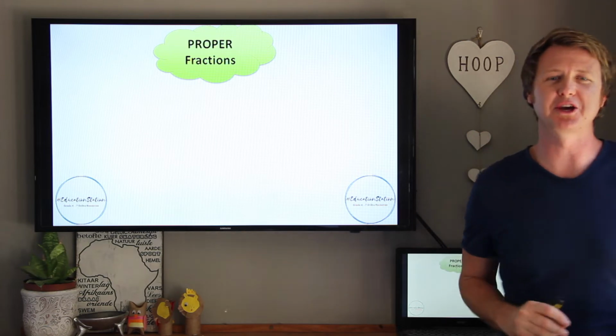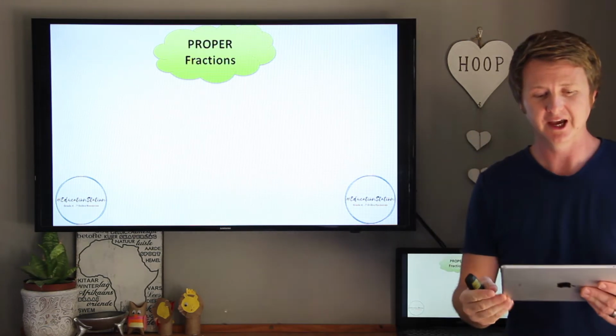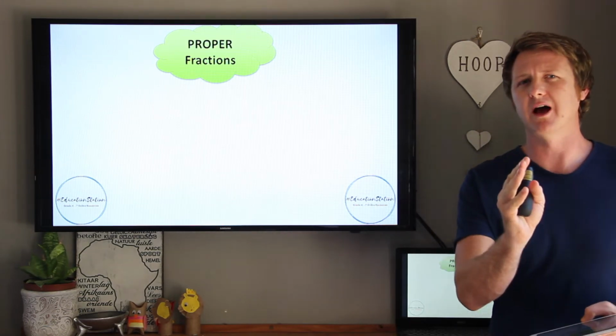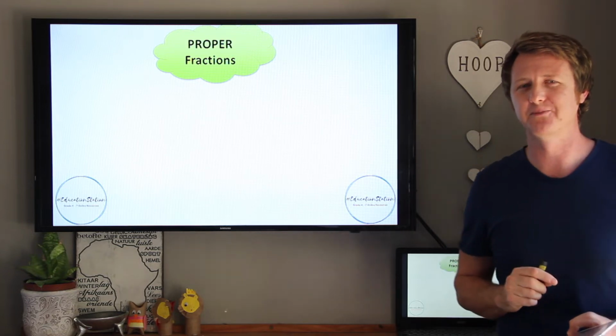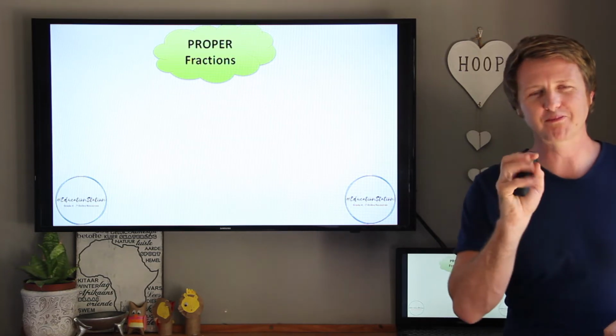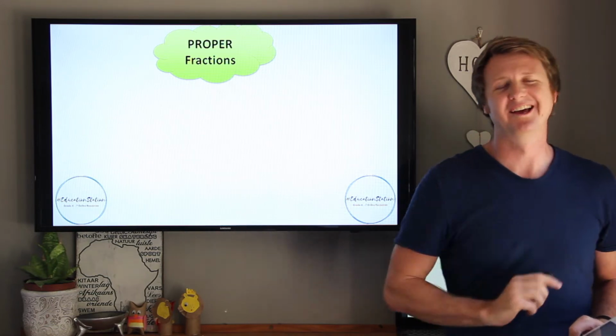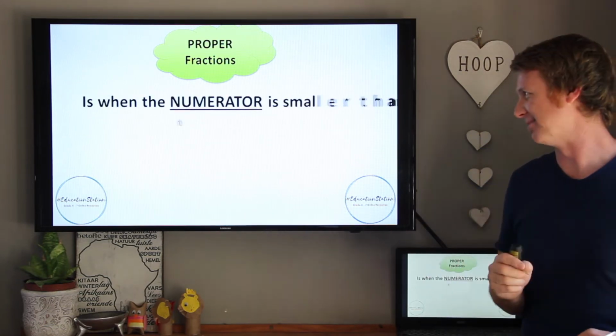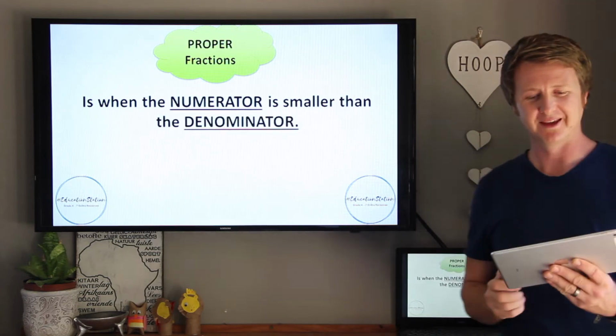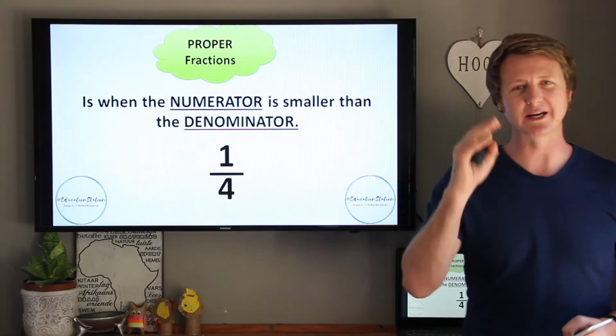So the next word we're going to look at is proper fractions. So there where you are right now, think of what a proper fraction is. So a proper fraction is when the numerator is smaller than the denominator. Great. And an example we used last time was a quarter.